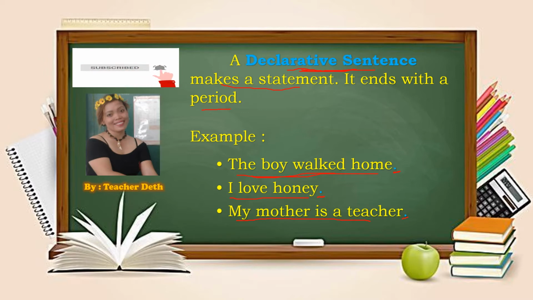So for a declarative sentence, the punctuation that we are using is the period. This is the sign of a period. Then again, a declarative sentence makes a statement, or it's a telling sentence. Get it? Alright.